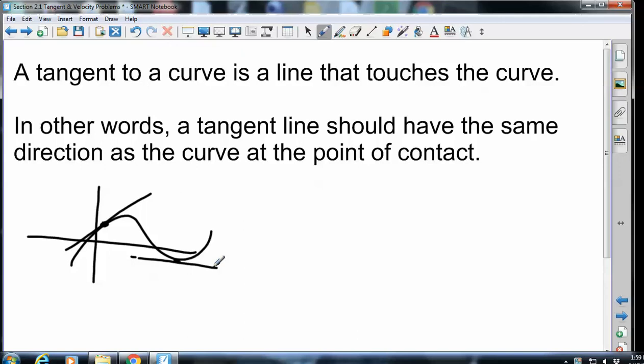So the tangent line has the same direction as the curve. Would you guys agree? Like right here, my curve is going up. My tangent line has positive slope. If I drew one right here, what would it look like? Yeah, okay. This would turn flat, and then here my tangent line would start being decreasing because my curve is going down. So the tangent line shows the direction of the curve itself.